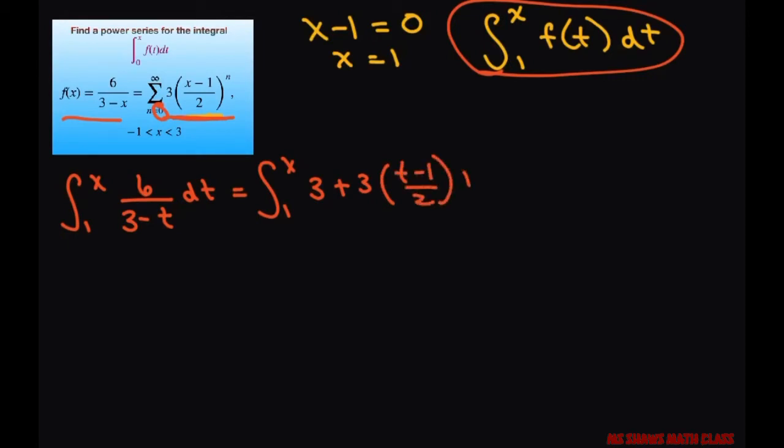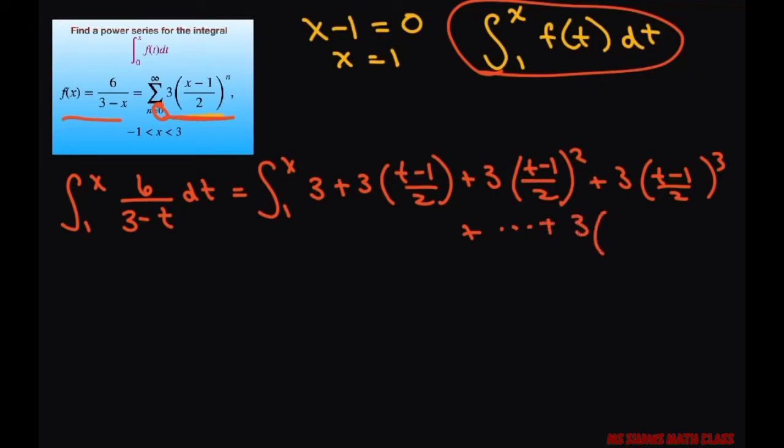When you substitute in 2, we're going to get 3 times t minus 1 divided by 2 squared plus 3 times t minus 1 divided by 2 cubed, and so forth. So it's going to be plus dot dot dot plus 3 times t minus 1 divided by 2 to the nth power plus dot dot dot. And so this is all going to be dt. So let's integrate it.